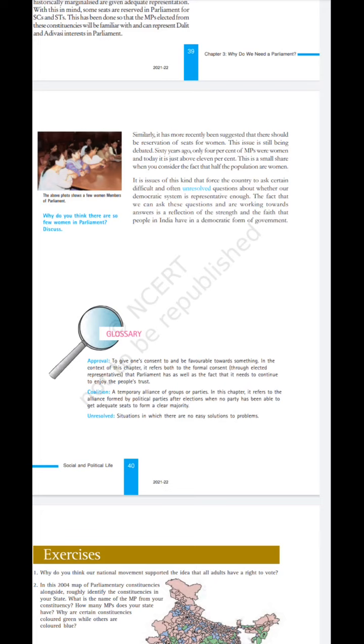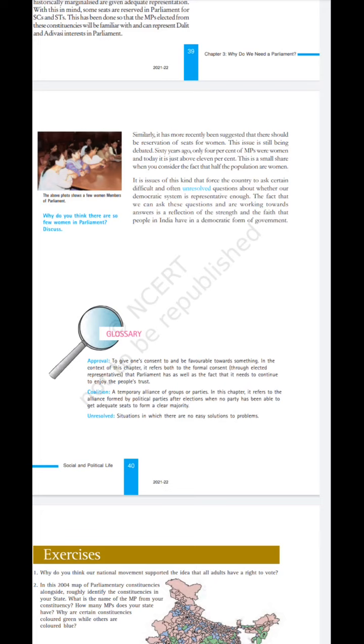Take a look at this photo. The above photo shows a few women members of Parliament. Why do you think there are so few women in Parliament? Discuss.